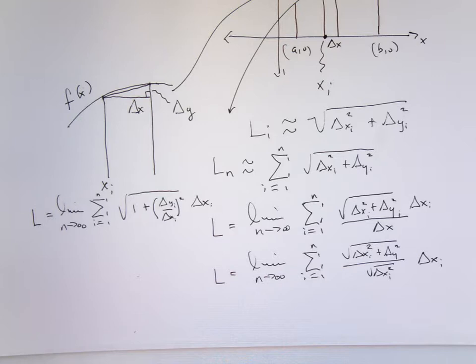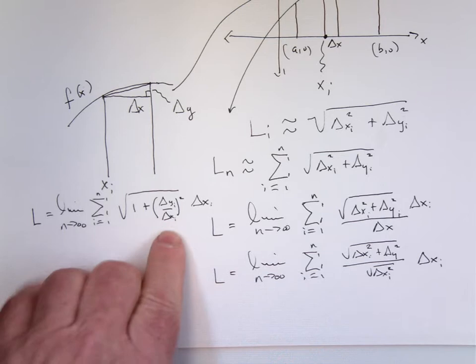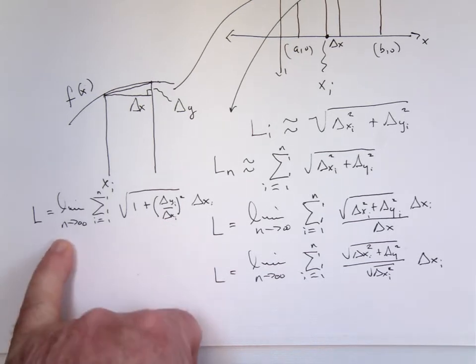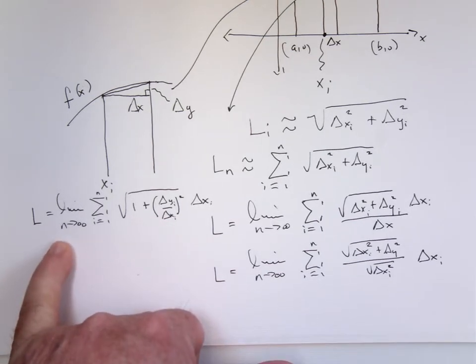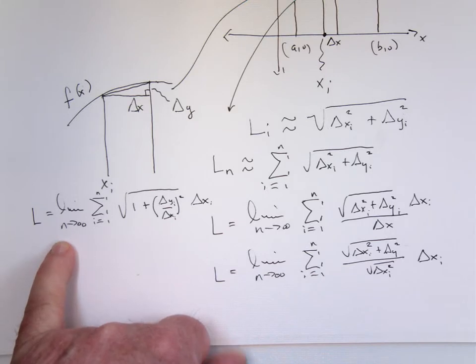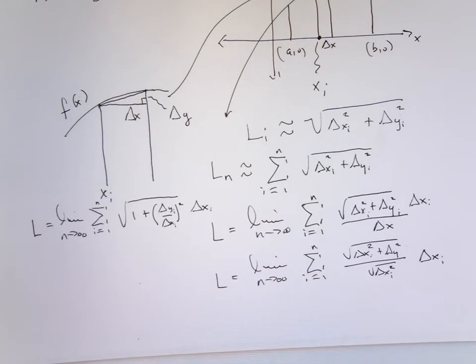Okay. Here's my question to you. And I need a really super student to answer this question. As n goes to infinity, what happens to delta x? Goes to 0, correcto. What happens to delta y as delta x goes to 0?